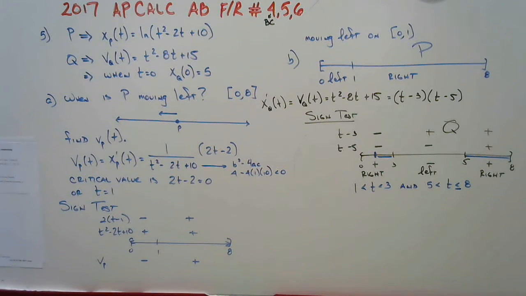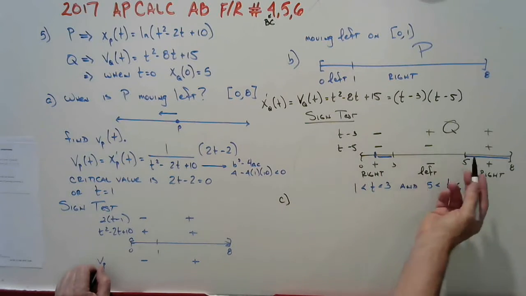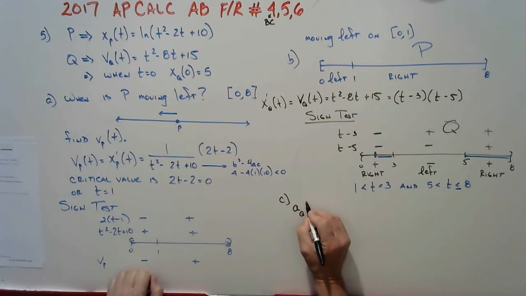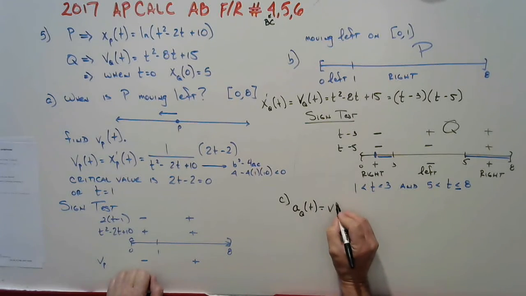All right? Now, part C says, find the acceleration of particle Q at time 2. Is the particle increasing or decreasing? So we're working with particle Q. We need acceleration, so this is part C. Since we're working with particle Q, we started it in black, we'll stay in black. The acceleration of particle Q, of course, is the derivative of velocity. So the acceleration of particle Q is the derivative of the velocity of particle Q.